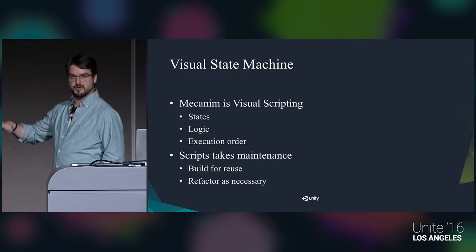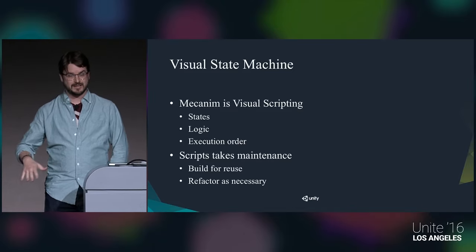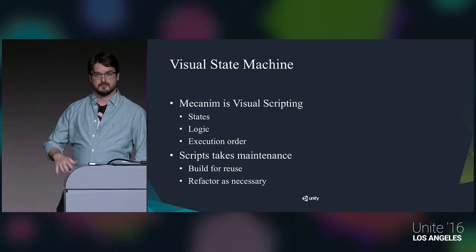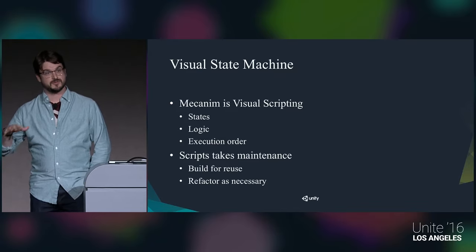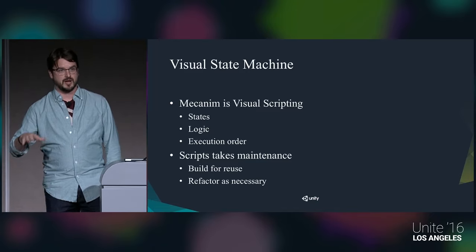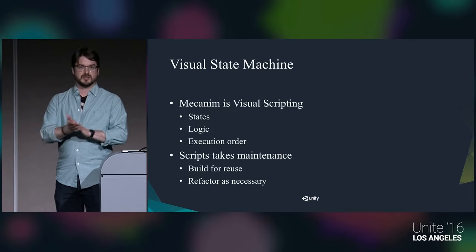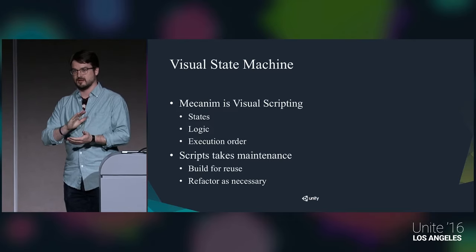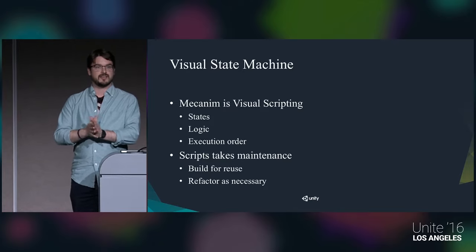Mecanim is a very, very powerful tool used for animation, but I see it get misused a lot, misunderstood a lot. Mecanim, at the end of the day, is a visual scripting language. It's a visual scripting tool that's built specifically for making animations, but that doesn't make it not script. And as you're building your animator controllers for any given character, you need to treat it like you would treat a script.